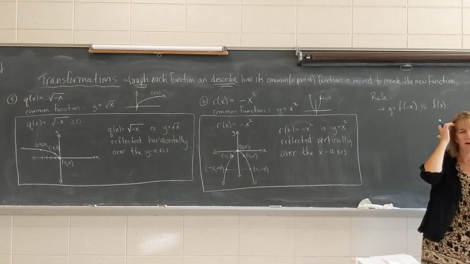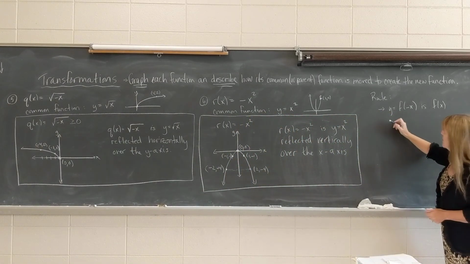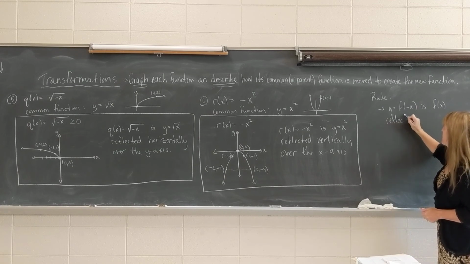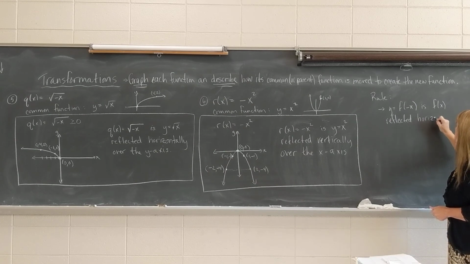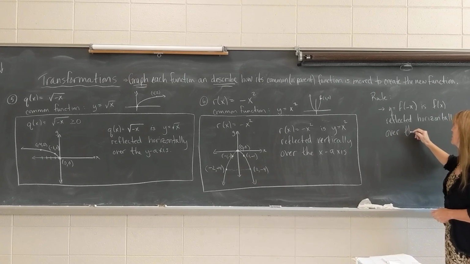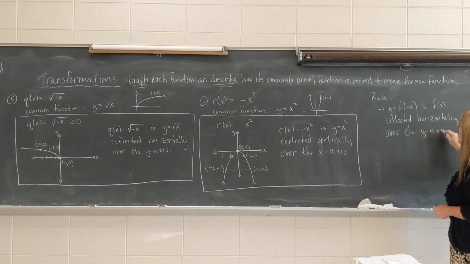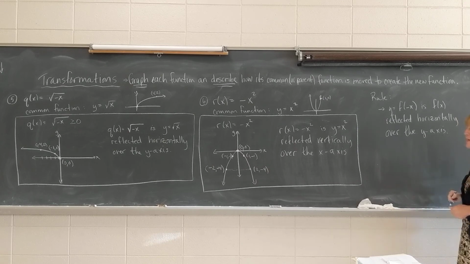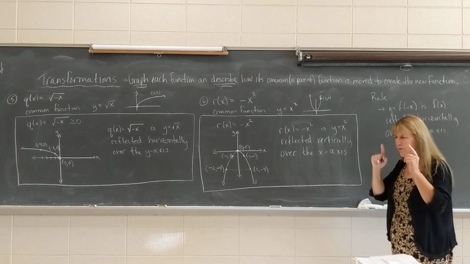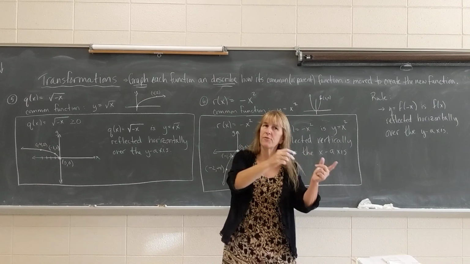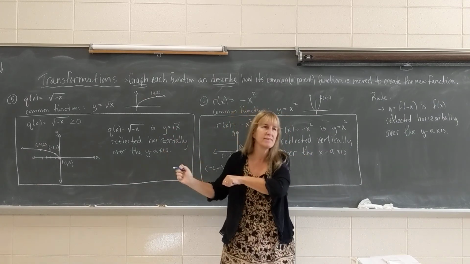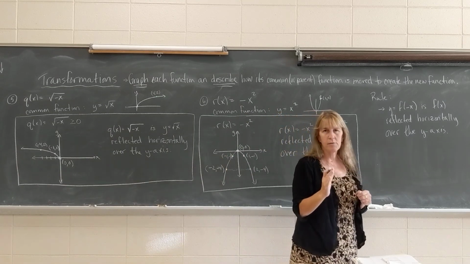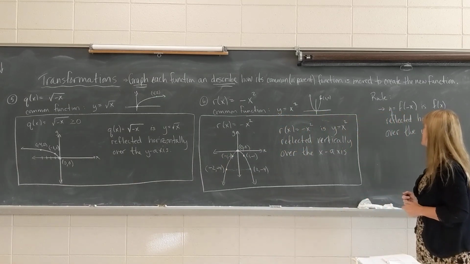Y equals f of negative x is f of x reflected, not flipped, horizontally over the y-axis. Okay? Be careful. I know when you think horizontal, you don't think y-axis, but remember when you reflect over the y-axis, it's a horizontal movement. So you are reflecting horizontally over the y-axis. I hope that makes good sense to you.